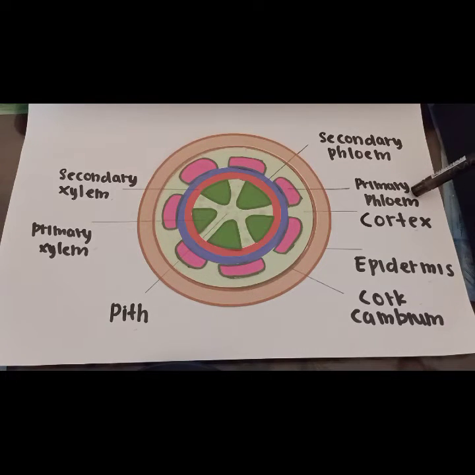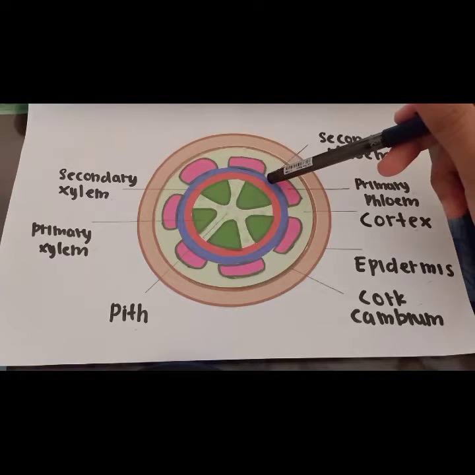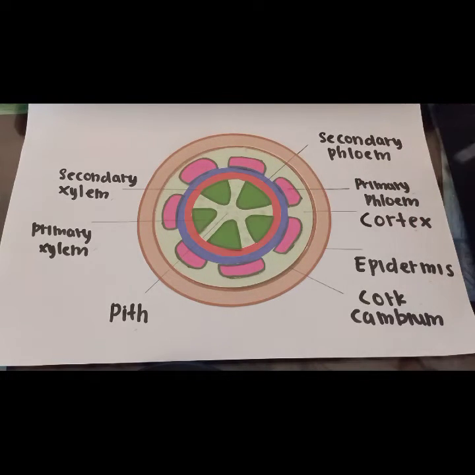This is primary phloem, which is in pink color. It is used for food transportation from leaf to other part of plants. And the last one is secondary phloem. Secondary phloem, which is in blue rings color. It is used for transport nutrient throughout the tree and woody plants.